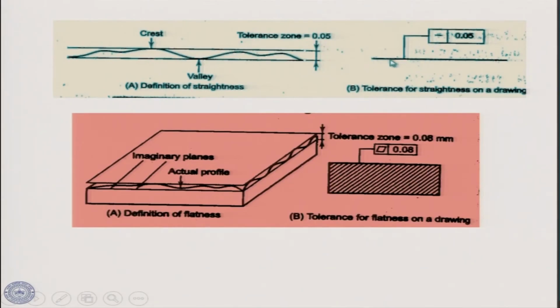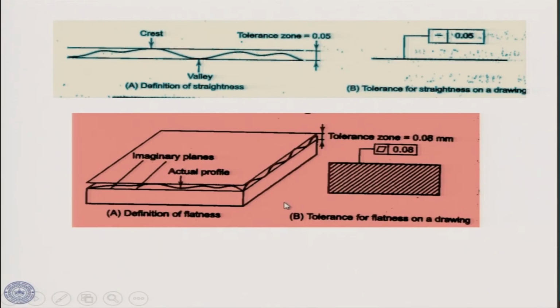in this way, when you have the surface. So, you are showing it in this way, that this is the straightness which is within 0.05, it cannot be more than 0.05, it should lie within this value. So, this is called the tolerance zone.